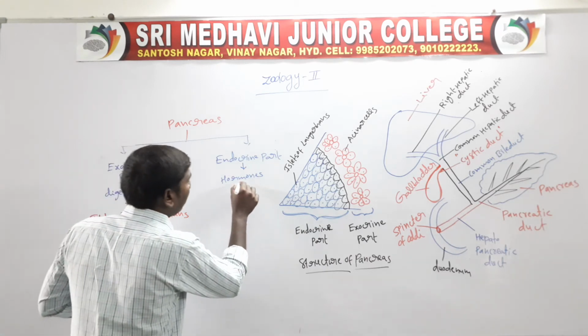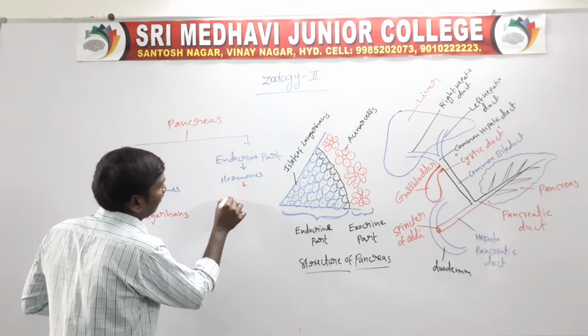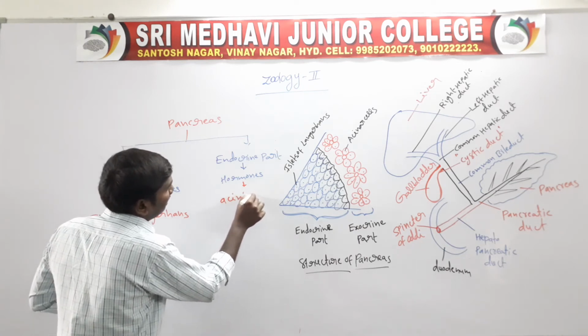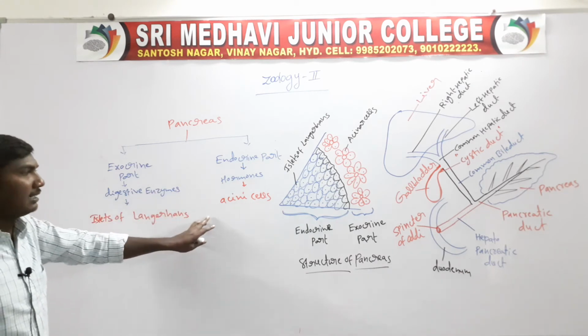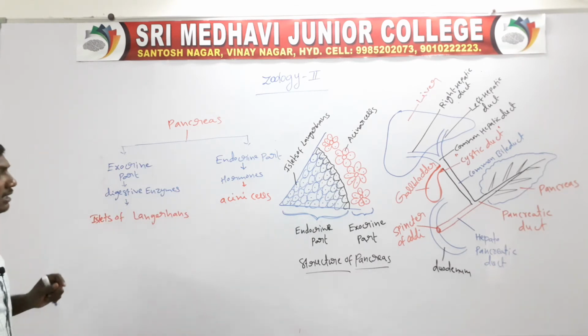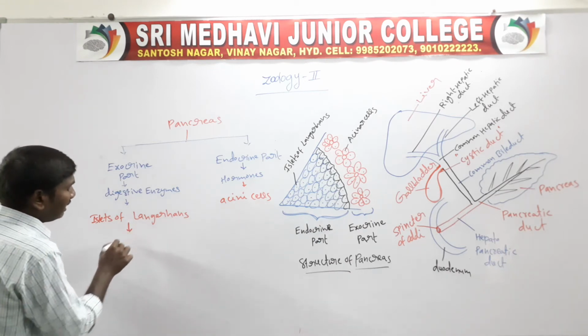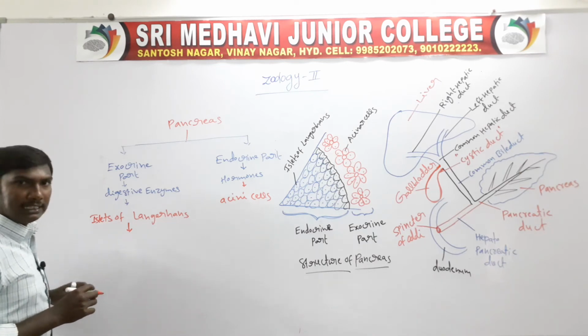The endocrine part contains cells called the Acini cells. The exocrine part contains cells that release the digestive enzymes.